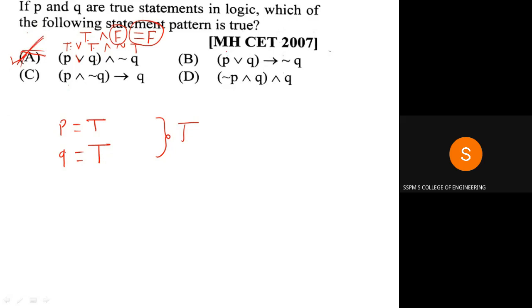Next, B. We will put T here as we did earlier. T or T implies negation of T. T or T means in our operator, what we have seen, if any one of them is true, the result is true. So T or T is T. Implies negation of T. What is negation of T? It is F. So T implies F means this is also false. This is the only condition where a conditional statement is false. So this is also false.